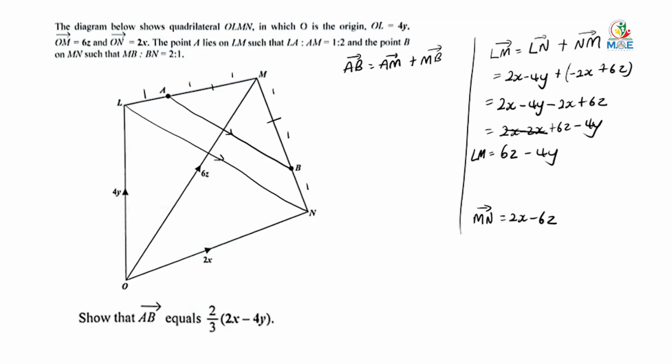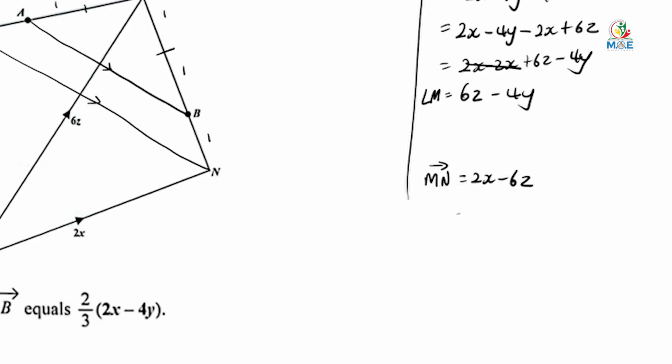So we want to find MB. We know MB would be, so this would be 1, 2. So this is 2 over 3 of whatever this is. So this is 2 over 3 of 2x minus 6z.